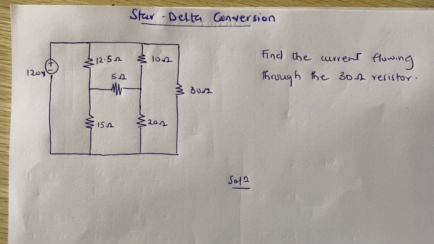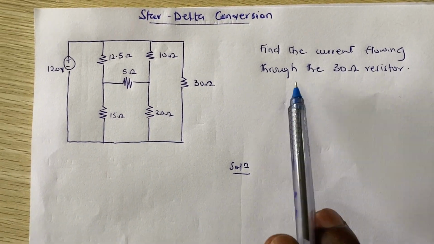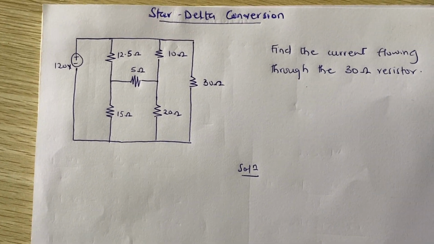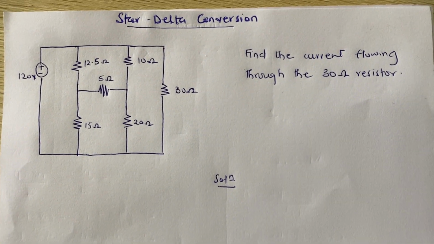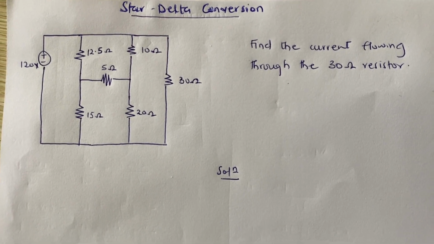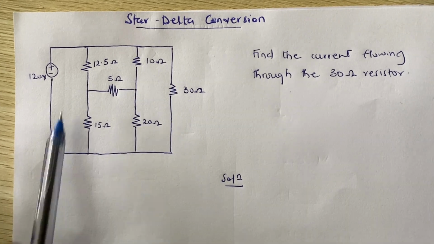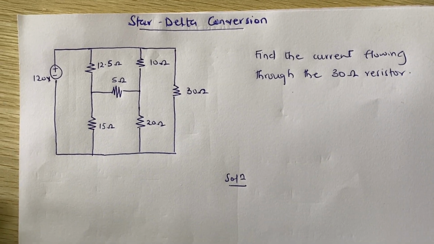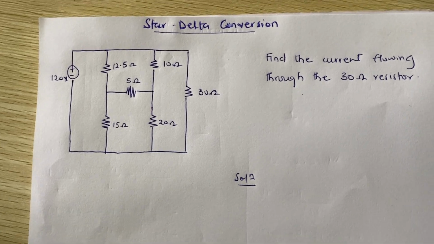So looking at the question like this, where we have to find the current flowing through the 30 ohms resistor, the first thing that we have to do is that, of course, we have to find an equivalent resistance for it so that we can find the total current that is flowing through the circuit, right? So in this case, because we want to reduce the resistances, we would find if there are any other resistances that are in series or in parallel so that we can reduce it quickly, right?